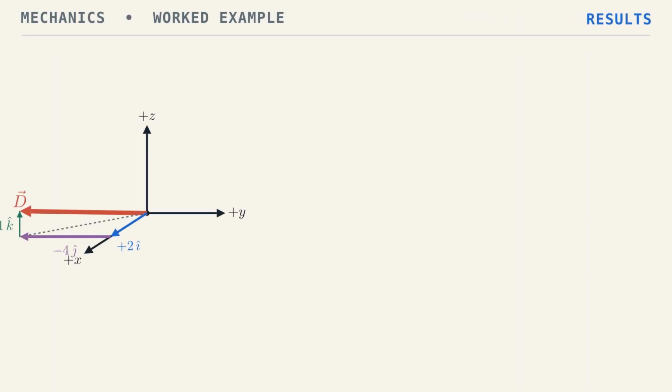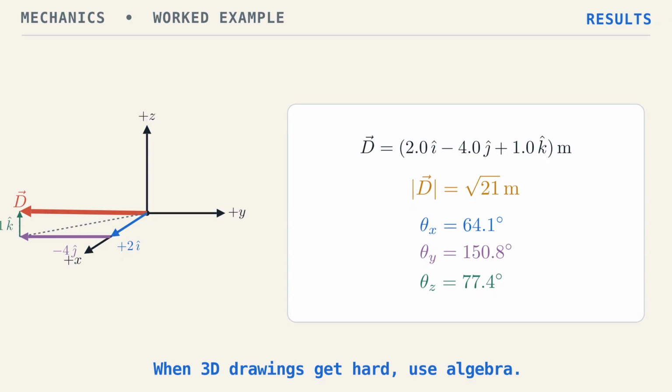The vector magnitude is square root of 21 meters. Its direction angles are 64.1 degrees from positive x, 150.8 degrees from positive y, and 77.4 degrees from positive z. The negative y component correctly produces the only obtuse angle. The transferable idea is this: when a three-dimensional drawing becomes hard to interpret, dot the vector with each unit axis vector. Algebra can recover the angles without asking a perspective sketch to do more than it can.